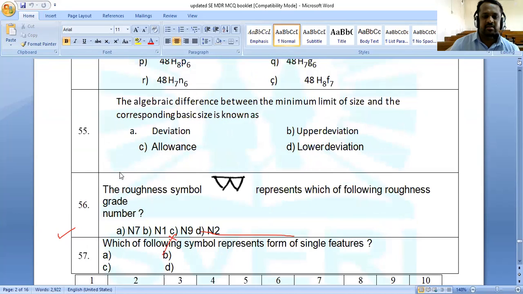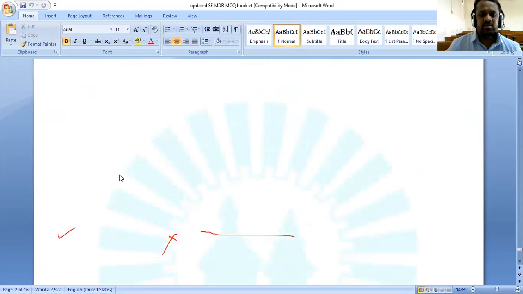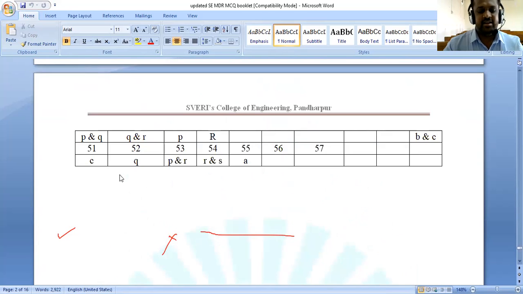Now the remaining are the same questions. Okay, so understood. You have got the basic idea regarding these points. So any doubt, any problem? Yes, sir. Okay, so thank you. Only the GD geometric tolerance part is remaining, so we'll discuss that in the next lecture. Okay, thank you.